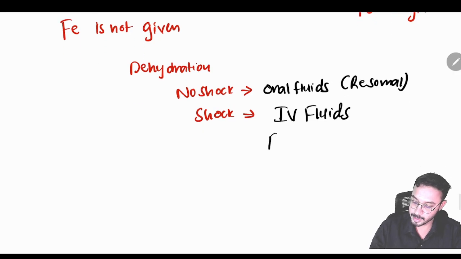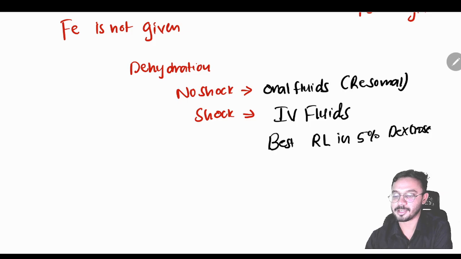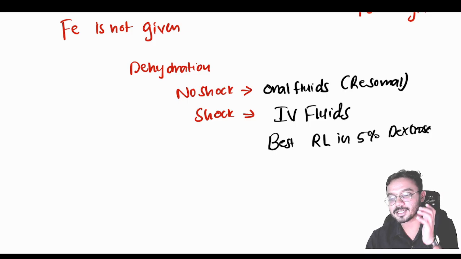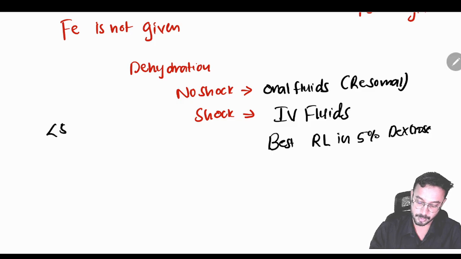Best is RL in 5% dextrose. So there are a lot of complications in this SAM baby: no dehydration and hypoglycemia. Here I had thought the hypoglycemia cutoff was less than 45. Here the hypoglycemia cutoff will be less than 54 in SAM babies. Okay, so this is very important. Note down, hypoglycemia is less than 54 in SAM.